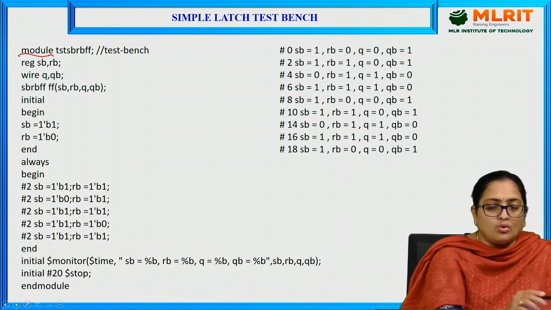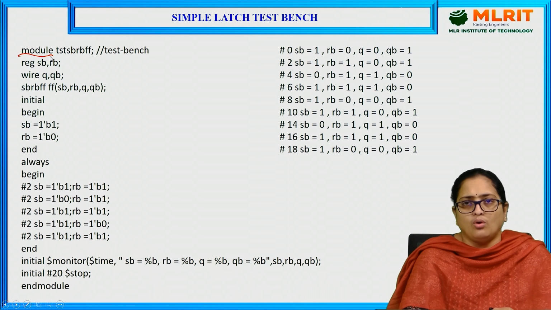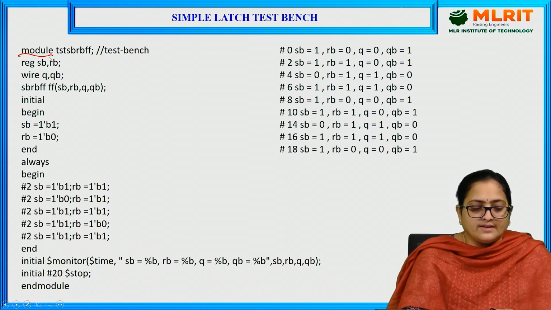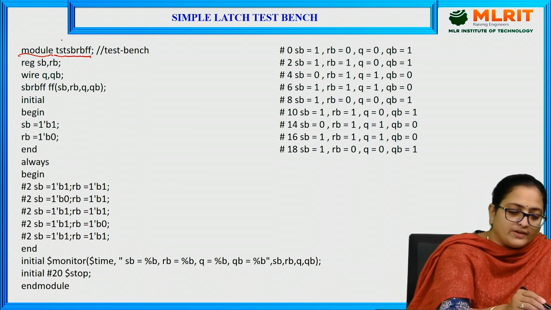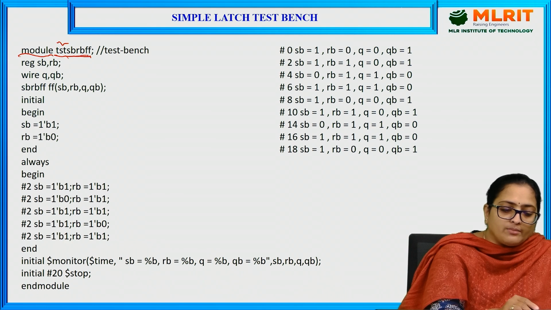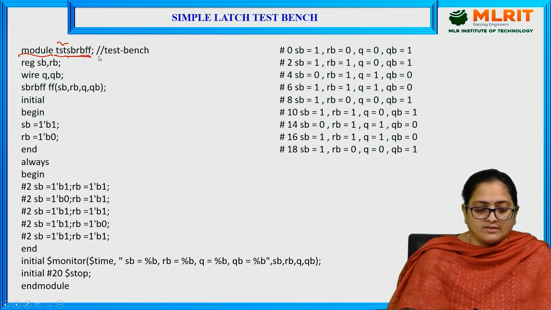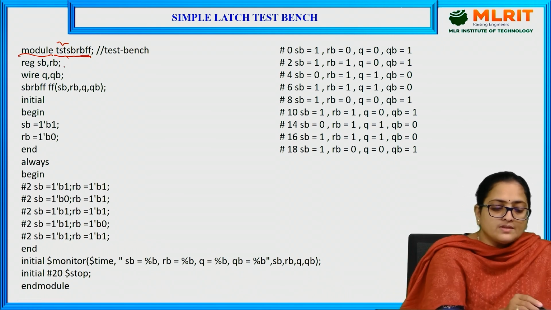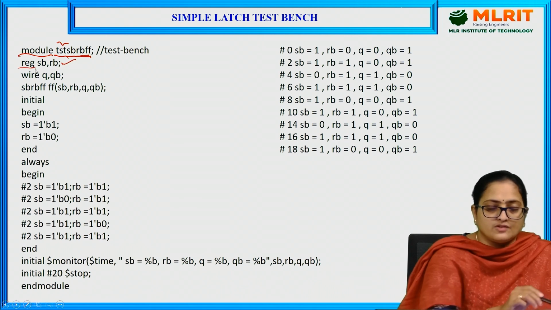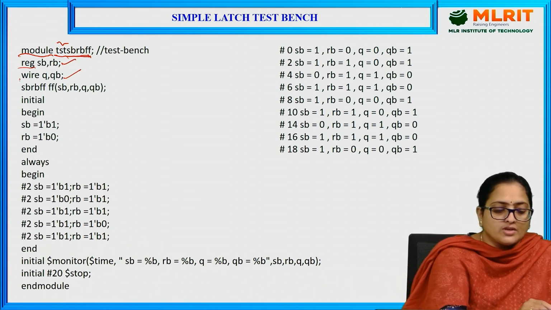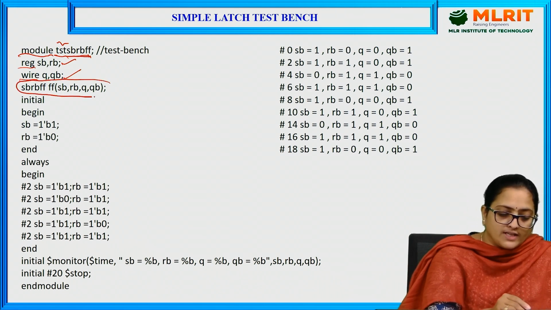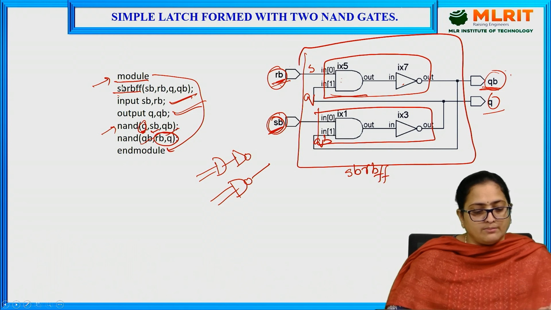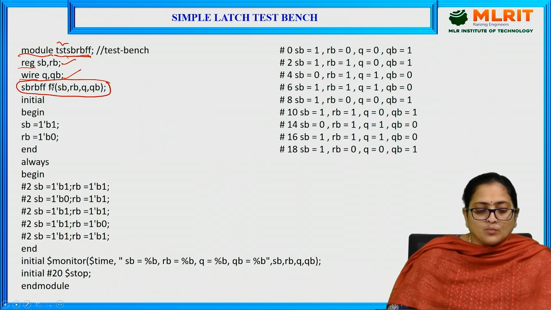Whatever code you are writing in Verilog, either a test bench or a design description, it should start with the keyword module. And this module is given the name TST SBRB FF, where TST represents test and SBRB flip-flop represents the name, that is, the test bench for the flip-flop. Here the inputs are RB and SB, which have been declared as reg, and the outputs are Q and Q bar, which have been defined as wire. We call the same SR latch which we named previously, using the same name over here.